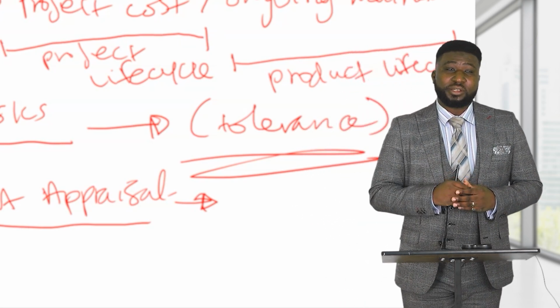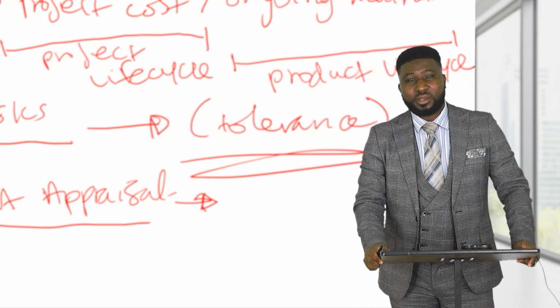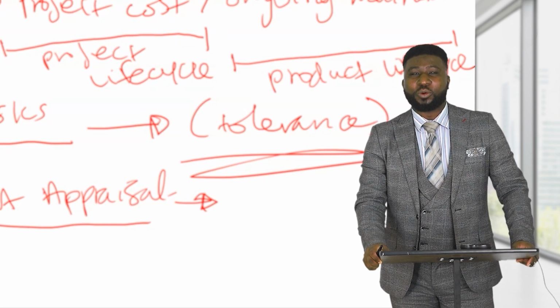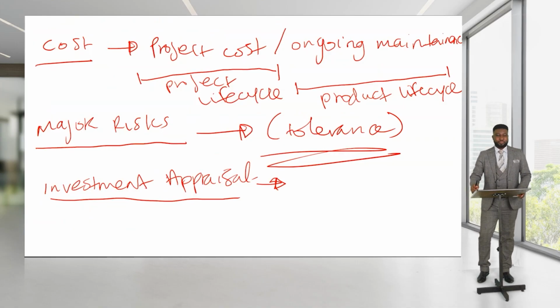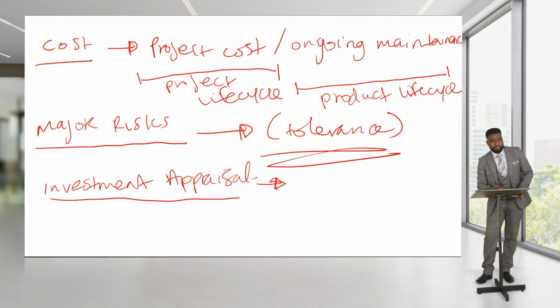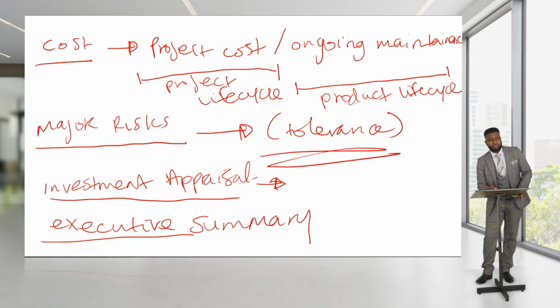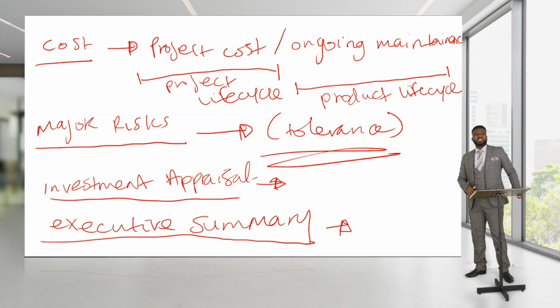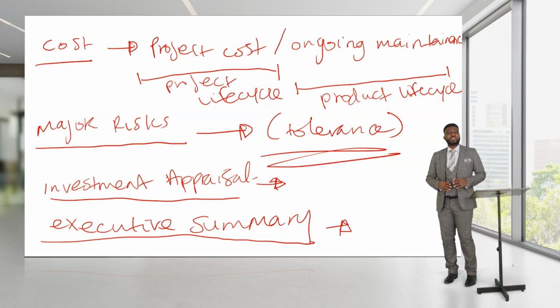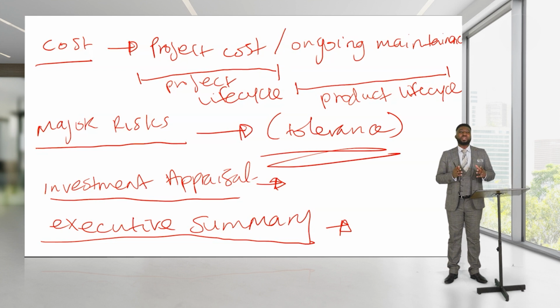Once you have all of this, your business case is almost ready. And the final thing you need to do is what we call your executive summary. The executive summary is basically, as it states, to summarize the business case in a way that your executive can grasp what you stated. So basically put it in a way that they can easily understand.